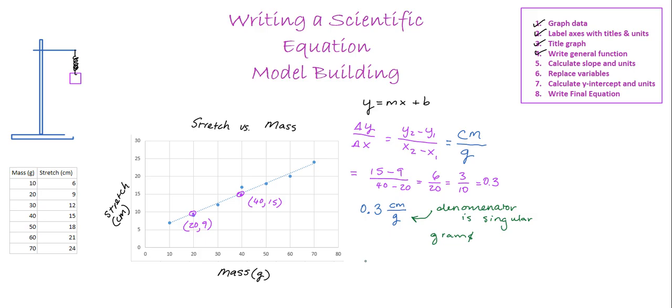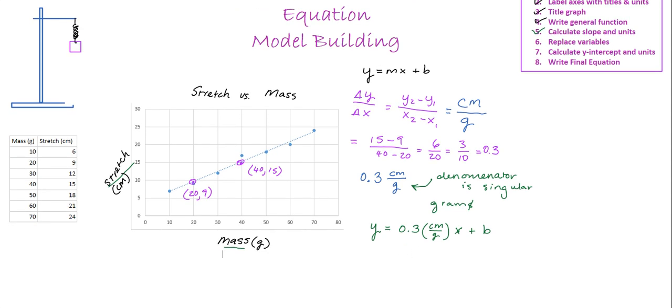So I'm going to substitute this into my equation. I have y equals 0.3, and I need to put my units, centimeters per gram. This does not mean that I'm multiplying centimeters over grams. This is the unit itself. Now I have to put my x, and then my y-intercept, which we're symbolizing with b. So I calculated the slope in the units. Now I need to replace the variables. This graph does not have y on it. It has stretch and it has mass. So I'm going to replace those in this little equation.